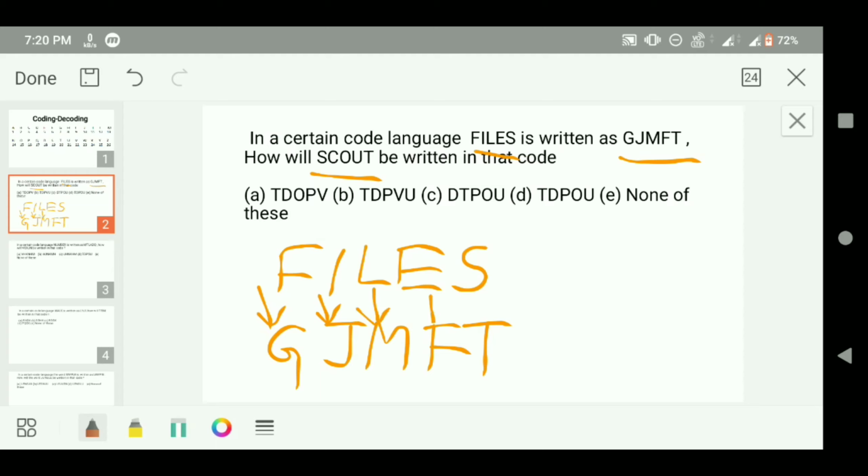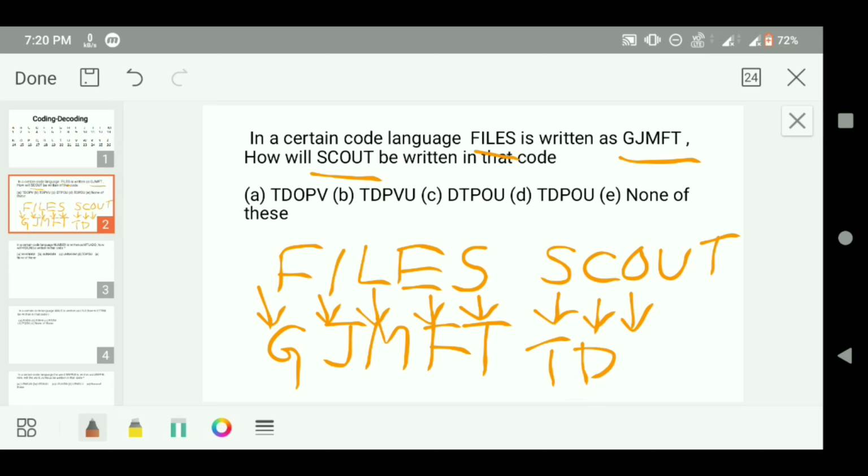Here in SCOUT, after S the next letter is T, and after C the next letter will be D. Likewise, we need to write the letter after each preceding letter. So our answer will be TDPVU, that is option B.